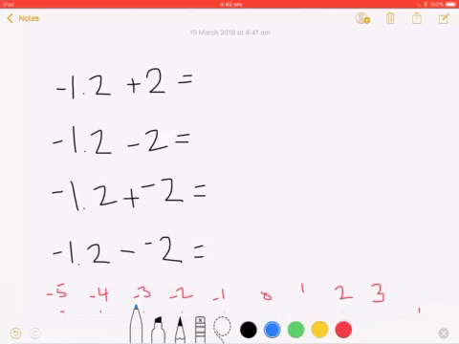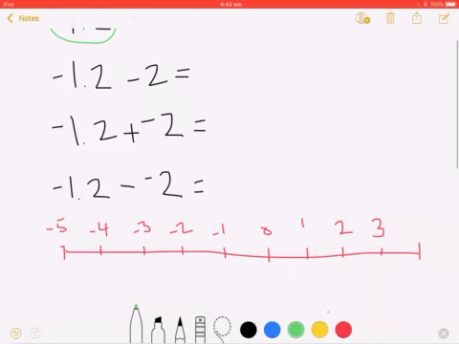Okay, so when we're working with integers, it gets tricky with adding and taking, so I'll simplify it for you. The first number in an integer operation, in an addition and subtraction, is your starting point. So this is your starting point. When I say starting point, I mean that's where you start on the number line.